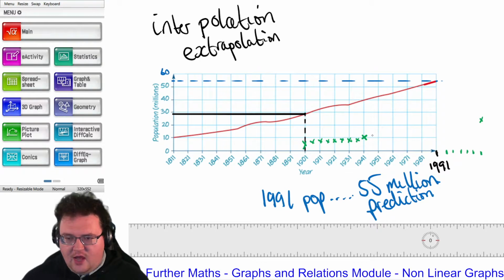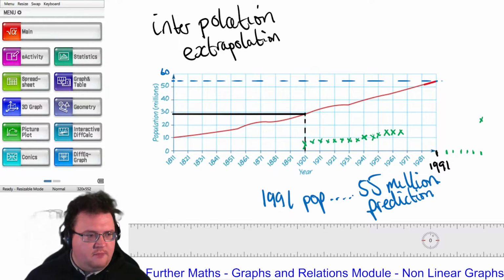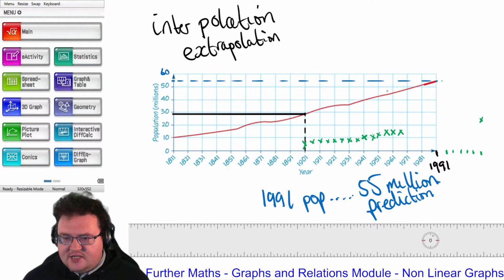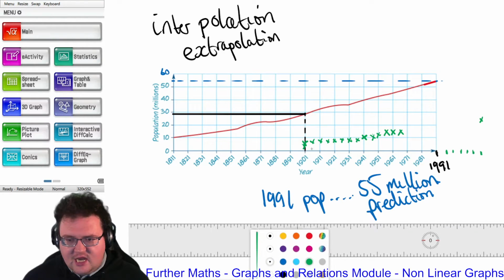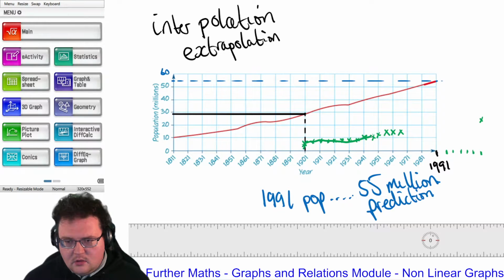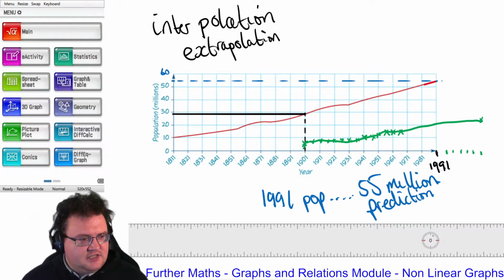But sometimes it's going to go up, sometimes it's going to stay roughly the same, other times it might go up, there might be a big jump. You might get an influx of immigration or a high birth rate. But the idea is that you then try and connect your lines through your marks as best as you can.